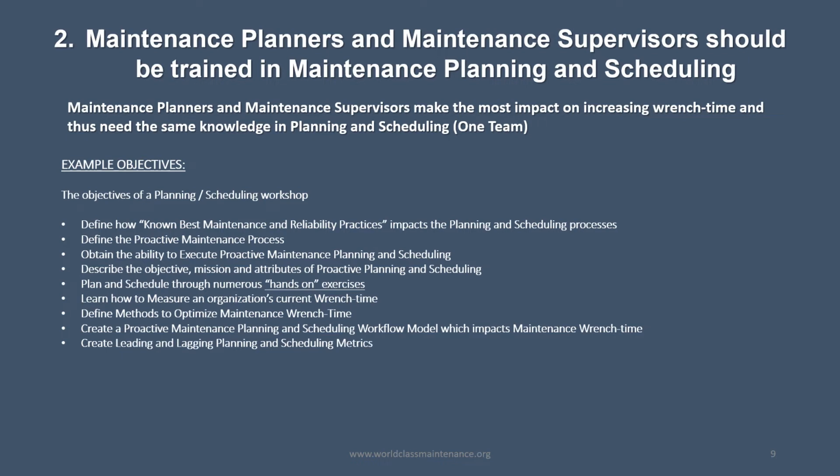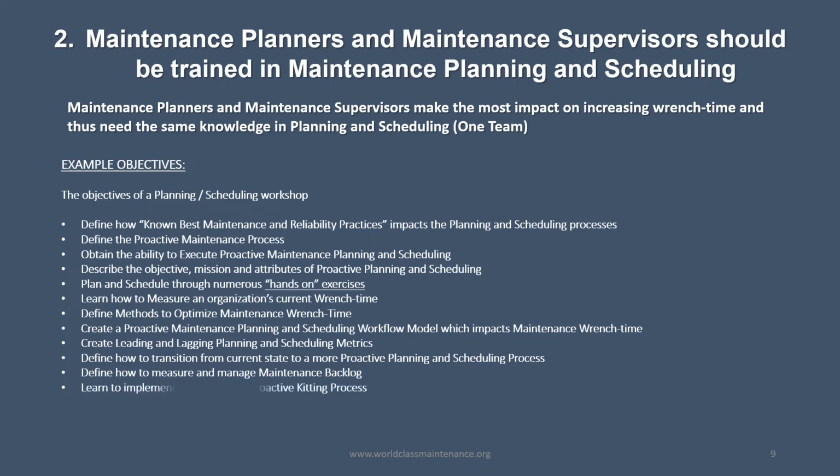Create leading and lagging KPIs for planning and scheduling. Define how to transition from current state to a more proactive planning and scheduling process. And define how to measure and manage maintenance backlog. And then next, learn how to implement and manage a proactive kitting process.